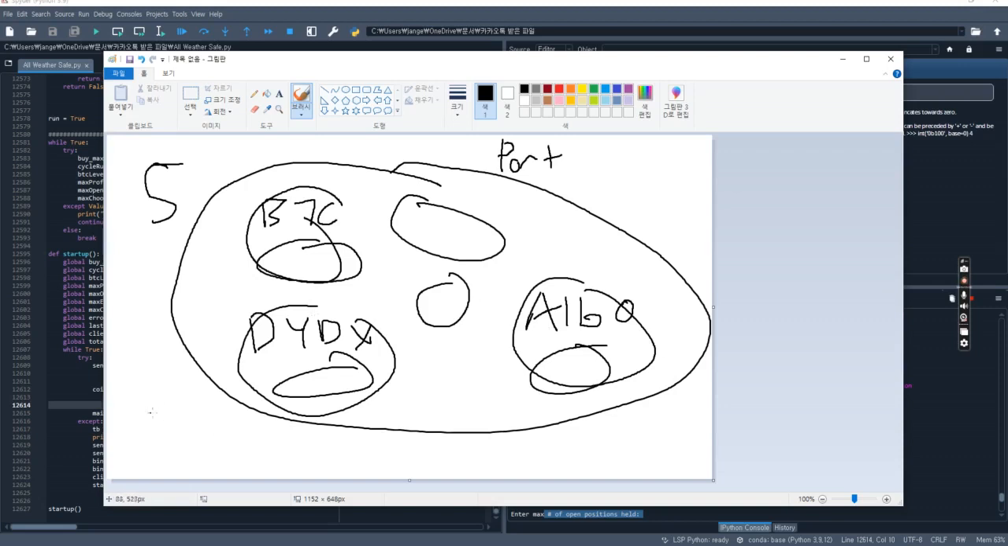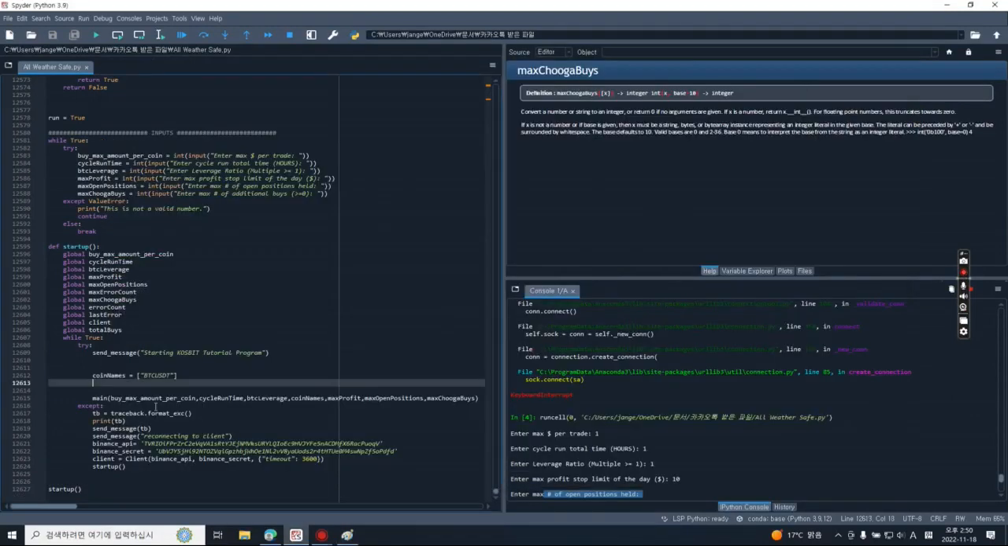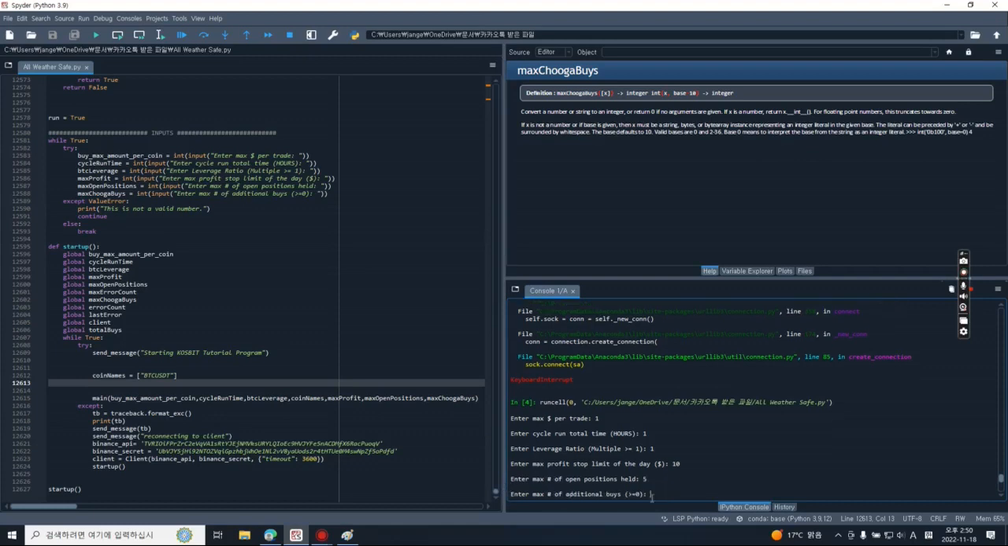And so say that your strategy wants to buy sushi USDT. It would not allow that, because adding it will make it 6 trades, but you set the max to 5. So this is a really good way to keep count of how many trades you want, because you obviously don't want to buy like 20 at a time. This is a great way to make sure that doesn't happen. So maybe I want like 5.